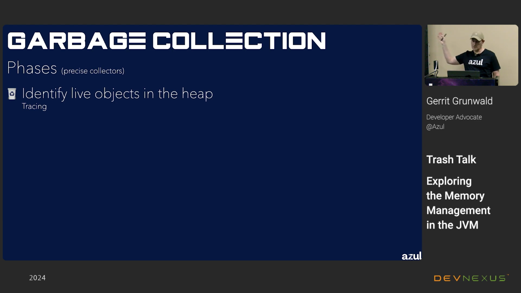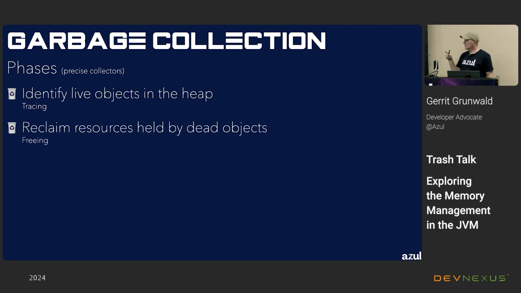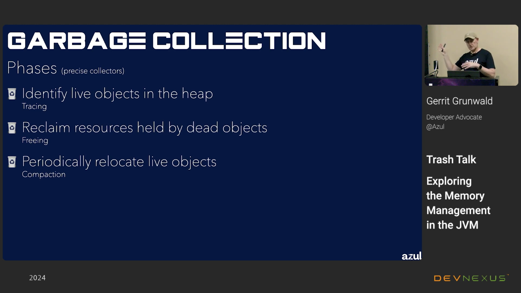So somehow you have to figure out which objects are live. Right? So this is so-called tracing, identifying the live objects. Then the next thing is, now that we know what's live, we have to reclaim the stuff that is taken by dead objects. So this is freeing, right? We have to free the spaces. And then because we have to compact stuff, and I will show you a demo why this is helpful, periodically we have to move objects to compact the heap, right? And this is called compaction, which is clearly a good name.